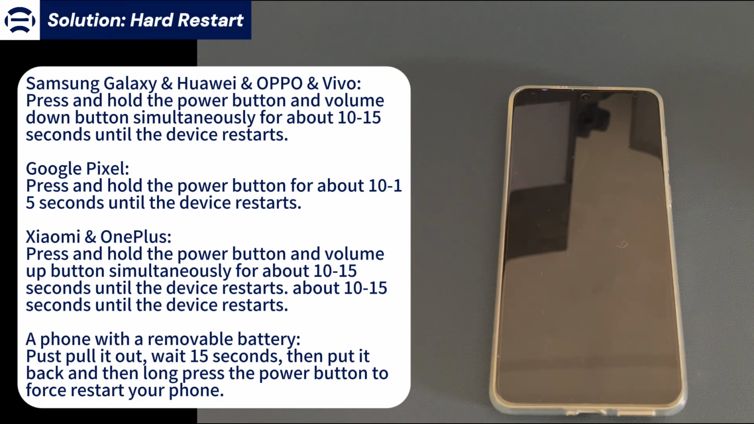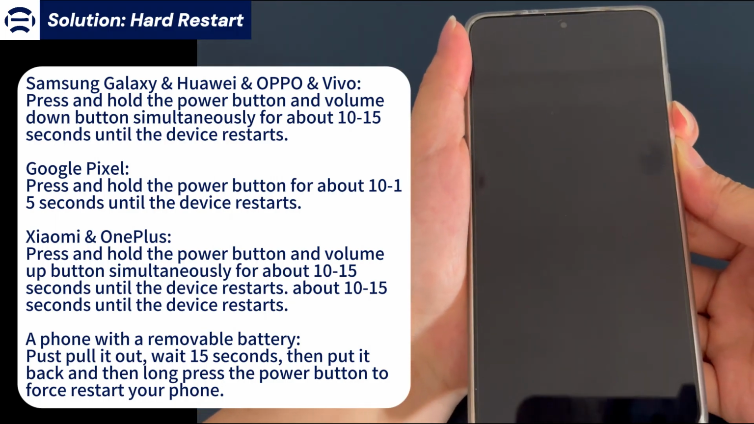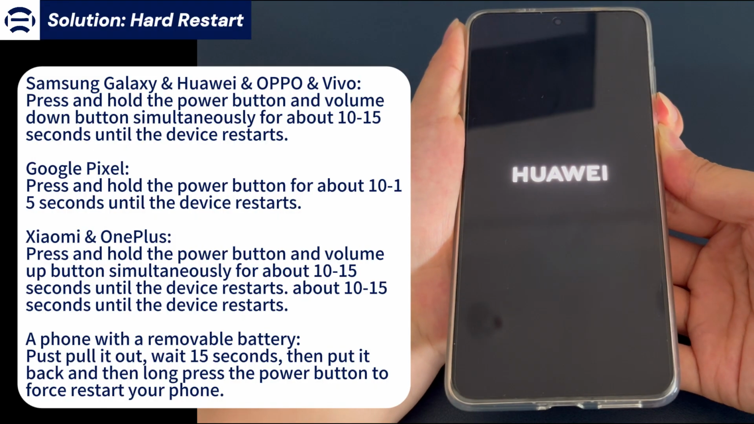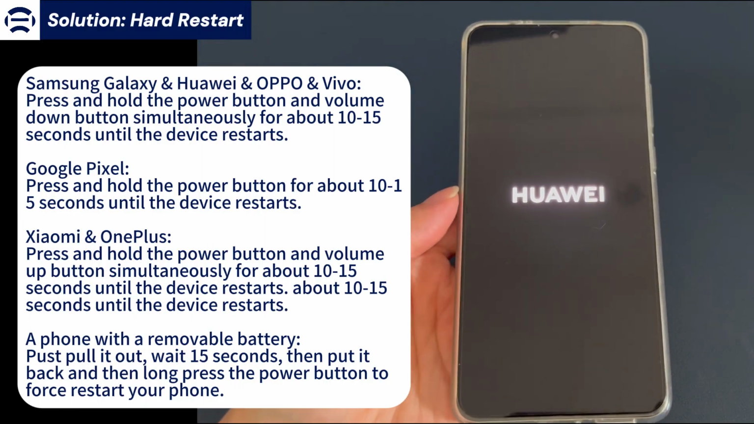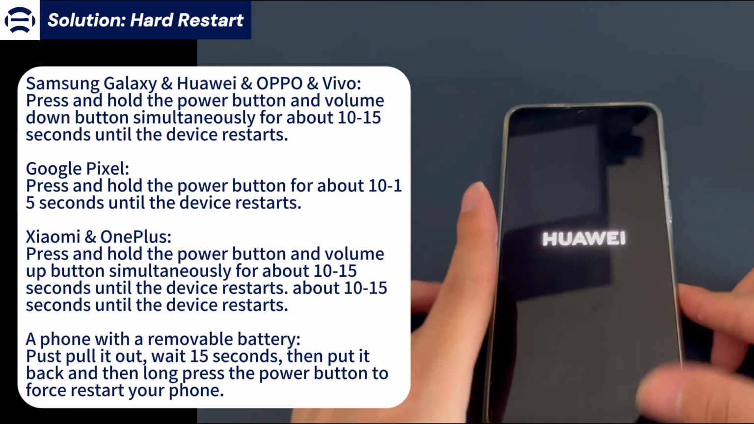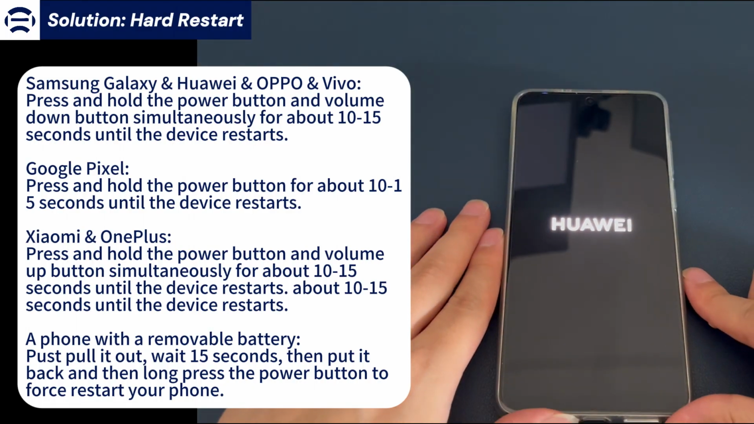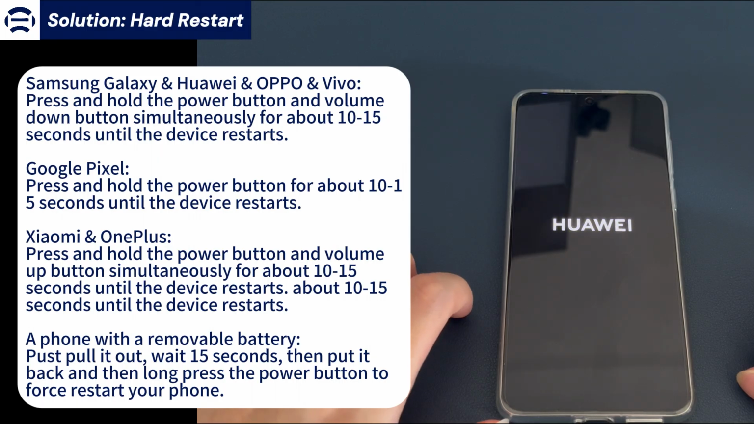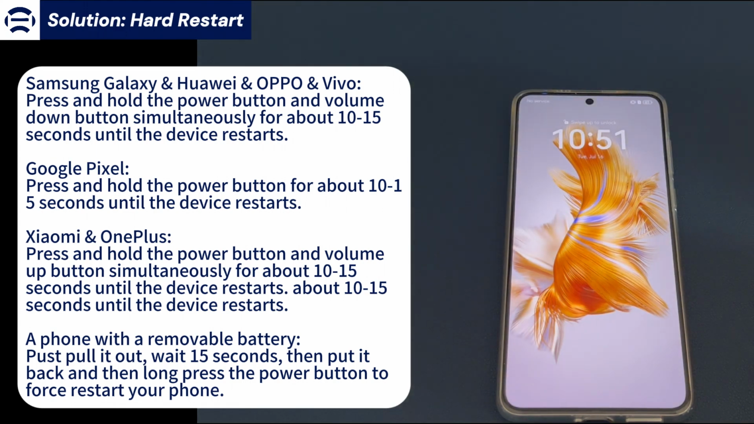To force restart a Samsung Galaxy, Oppo or Vivo phone, press and hold the power button and the volume down button at the same time for about 10 to 15 seconds. When you see the brand logo, release the buttons. To force restart a Google Pixel smartphone, press and hold the power button for about 10 to 15 seconds. When you see the brand logo, release the buttons. To force restart a Huawei, OnePlus or Xiaomi, press and hold the power button and the volume up button at the same time for about 10 to 15 seconds. When you see the brand logo, release the buttons, wait for your Android phone to restart, and hopefully your Android phone screen will be back to normal.